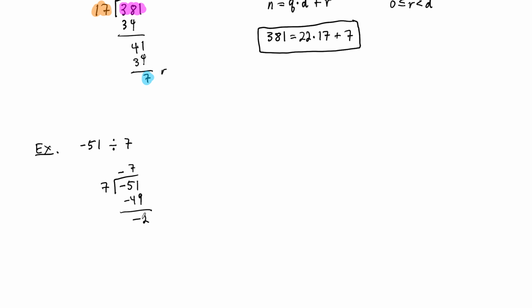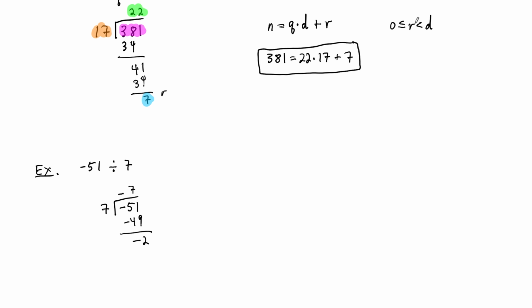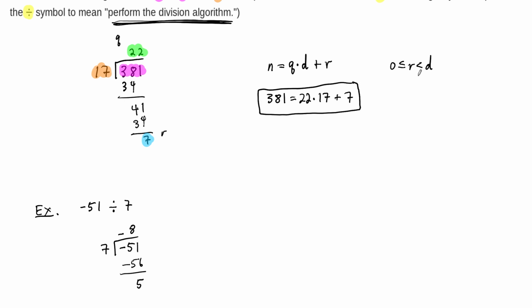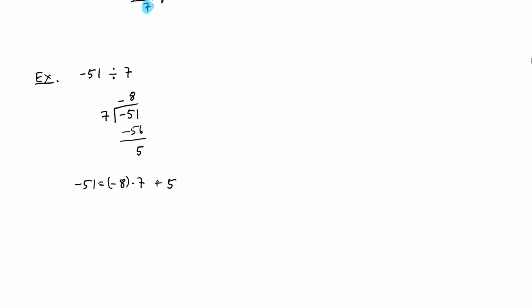Right? But remember, our remainder cannot be negative. So actually what you have to do is go up to the next one. You have to go to negative 8, and then this would become negative 56, right? And then this subtraction now leaves us with a positive 5 left over. And so what we would say here is that negative 51 is equal to negative 8, there's our quotient, times 7 plus 5. And this 5 fits in under the rules of our remainder. So this 5 is an acceptable remainder because it is non-negative, and it's less than 7. So this is a good remainder.